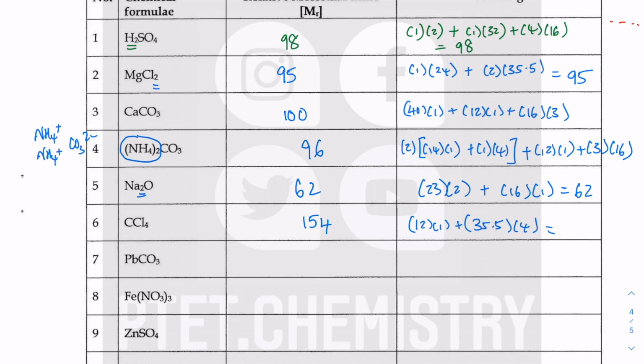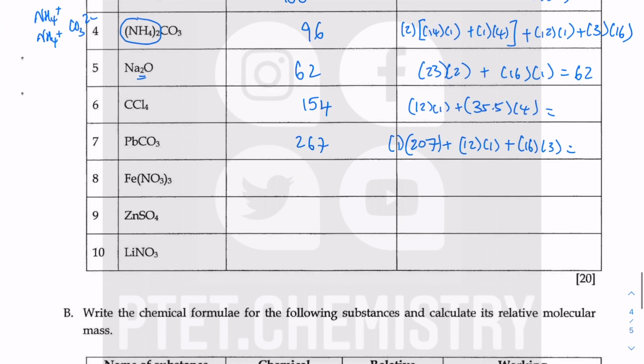So 207 for lead, plus 12 times 1. Actually, there should be times by 1 just to be safe. And then 16 times 3, so 207 times 1 plus 12 times 1 plus 16 times 3, I get 267. Iron(III) nitrate: I hope you can realize that this is iron(III) nitrate, not iron(II) nitrate. You should be able to go forward and backward. And so I'm just going to press my calculator.